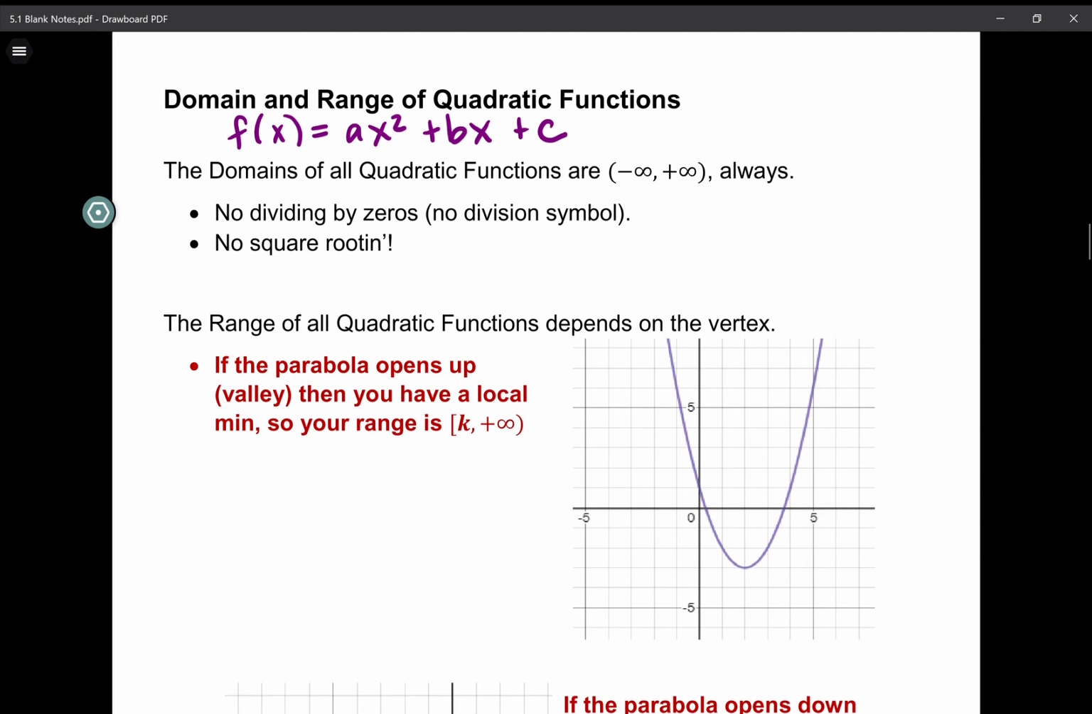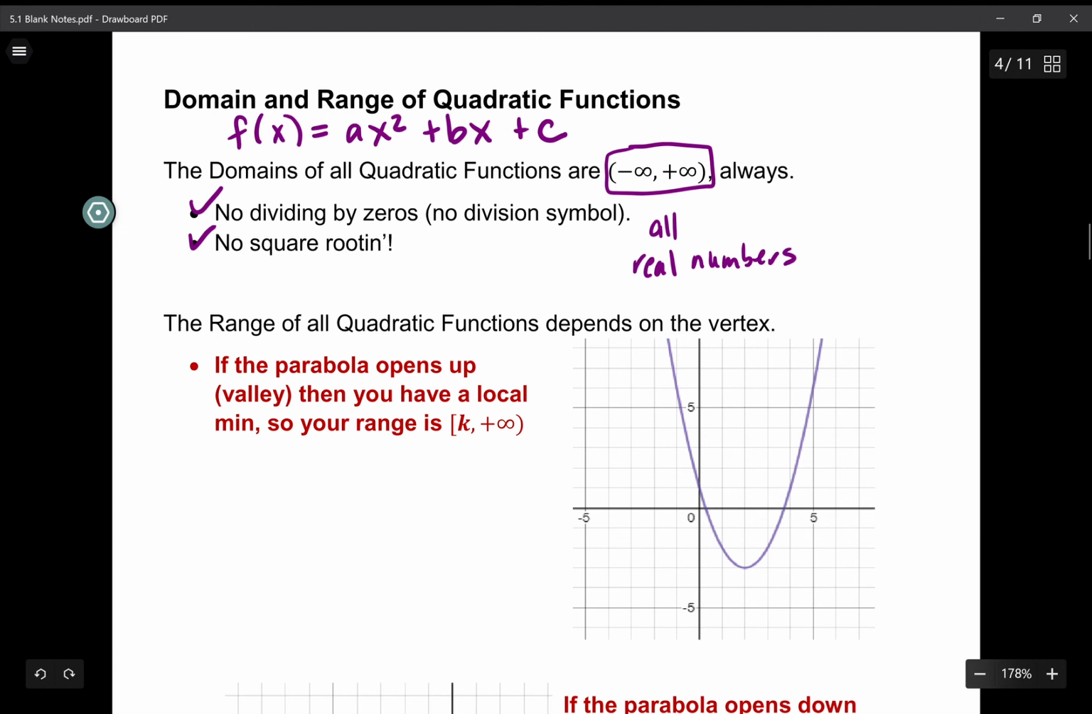When we go to figure out the domain, we can look at this equation. And remember, when you're checking domain of functions, there are two things that can go wrong. You can divide by 0, but you can see that there's no division sign in the quadratic function, so no dividing by 0. And there's not a square root symbol, so we don't have to worry about taking the square root of negative numbers. That makes the domain of all quadratic functions minus infinity to infinity. Another way to say that, all real numbers. There are no problems with the domain because you're not dividing and you're not going to square root a negative number.